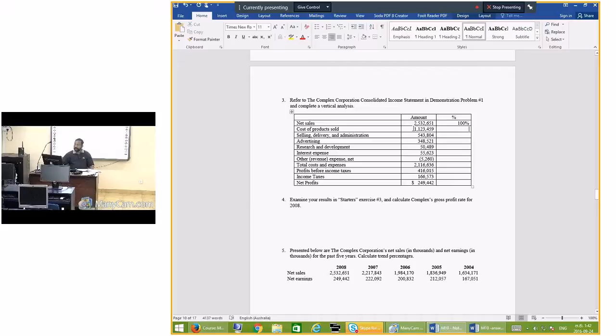This amount divided by the net sales, then the percentage comes. We assume net sales as 100% and cost of production sold as a percentage of sales, how much? And selling and delivering expenses 543 divided by 2,532,651 as a percentage of sales. That's called the vertical analysis.